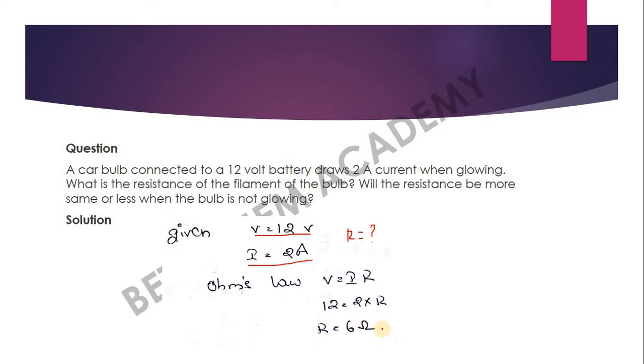ohms. So will the resistance be more or less when the bulb is not glowing? When the bulb is not glowing, then the resistance would be less.